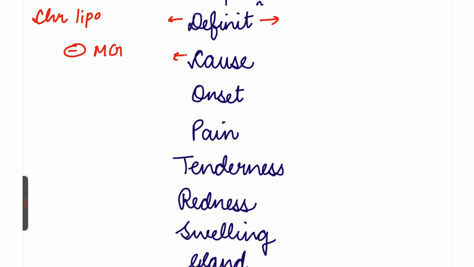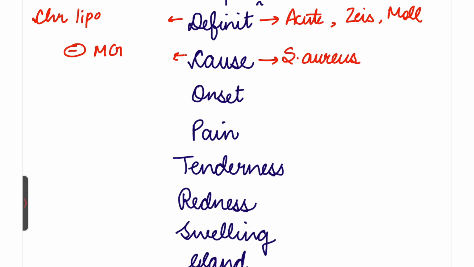Whereas when we look at Stye, it is an acute suppurative inflammation of the eyelid and the associated glands. They are glands of Zeis and Moll. The cause is Staphylococcus aureus.